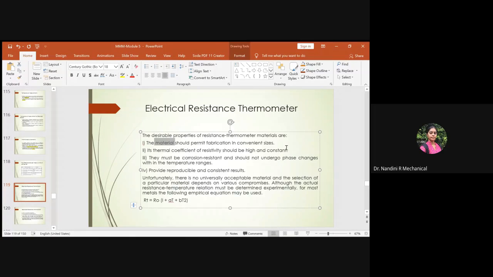for electrical resistance thermometer. And the third property you have to focus on is that they must be corrosion resistant. It should be a corrosion resistant material. And it should not undergo phase changes. Obviously, you are selecting a material for temperature measurement, so when the temperature shoots up, it should not undergo any change in the phase diagram of that material, right? It should not go from alpha to beta phase. It should be able to withstand the same phase it was in at room temperature.